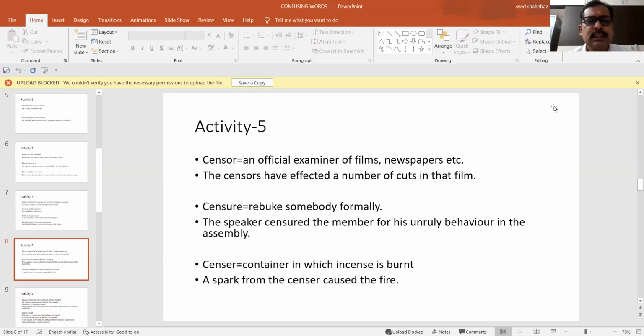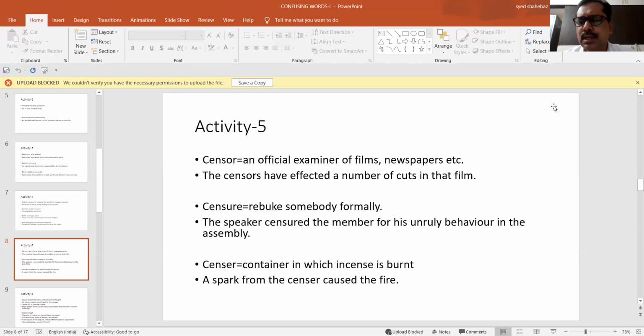Censor. Censor is an official examiner of films, newspapers. It is also an agency that looks after the content which is not acceptable to the society. It removes the content in the film that is unacceptable to the norms of the society. The censors have effected a number of cuts in that film.